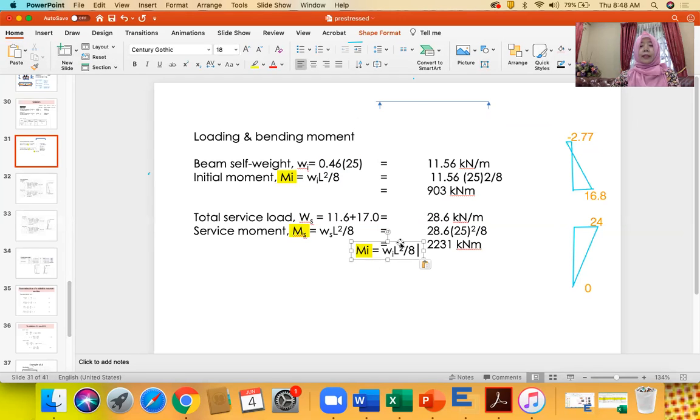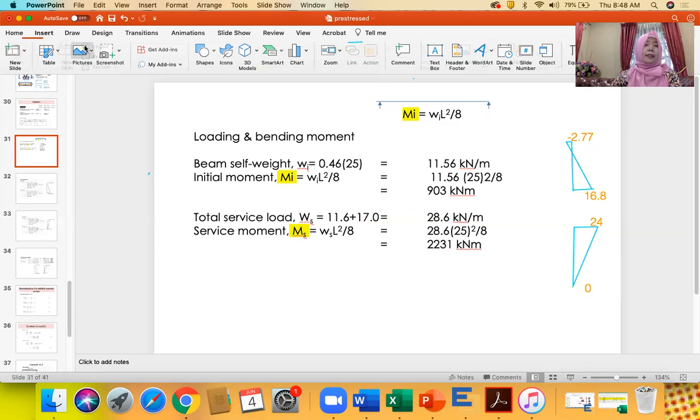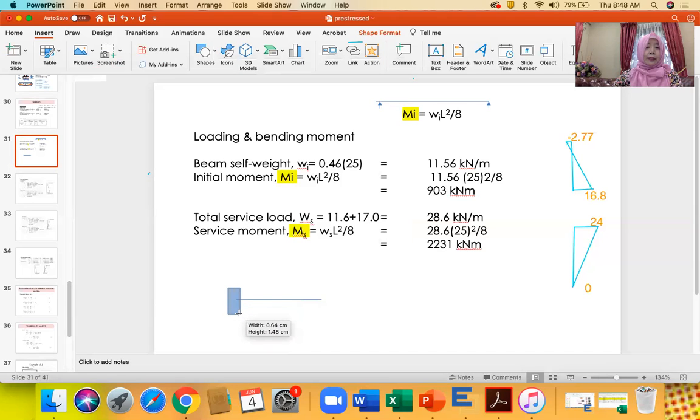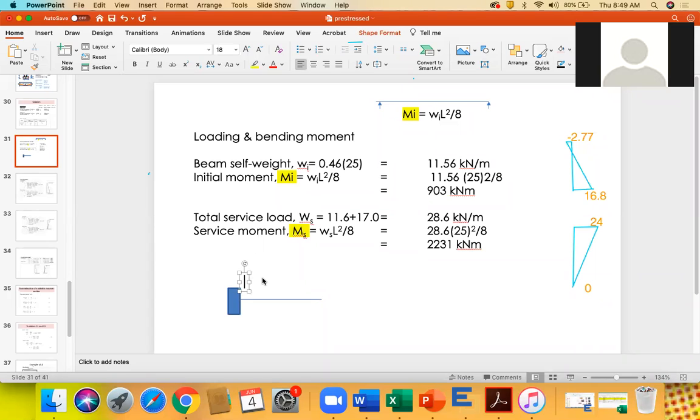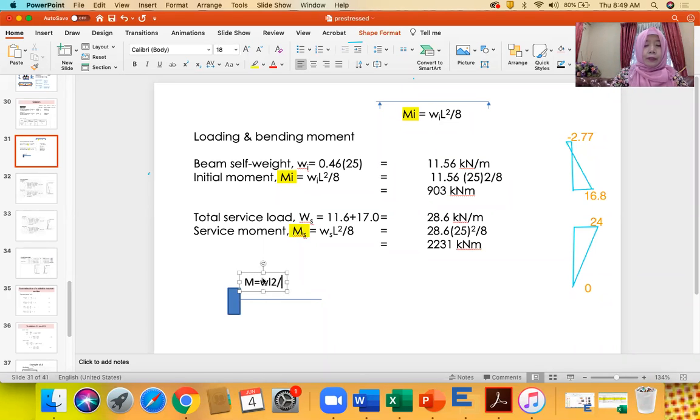So during the exam, you need to be very careful with your beam configuration. If your beam is a cantilever like that, what is the maximum moment here? If you have a UDL, the maximum moment is equal to WL square over 2. So MI or MS must be equal to WL square over 2, where this is the L.